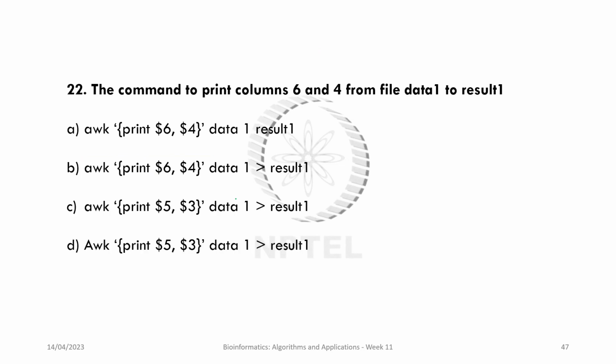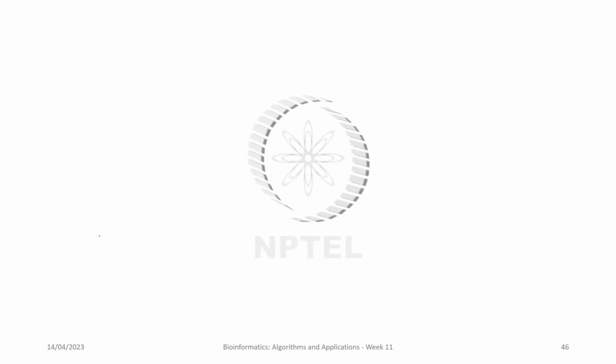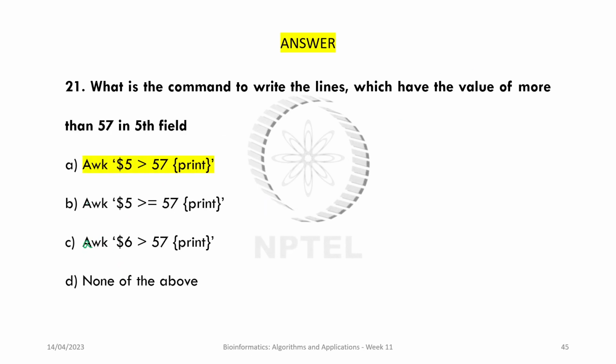This is for some more questions. Question 22. The command to print columns 6 and 4 from file data1 to result1. So understand this as writing to another file, which is result1. Option A, awk, and ignore the gaps in the previous question also.